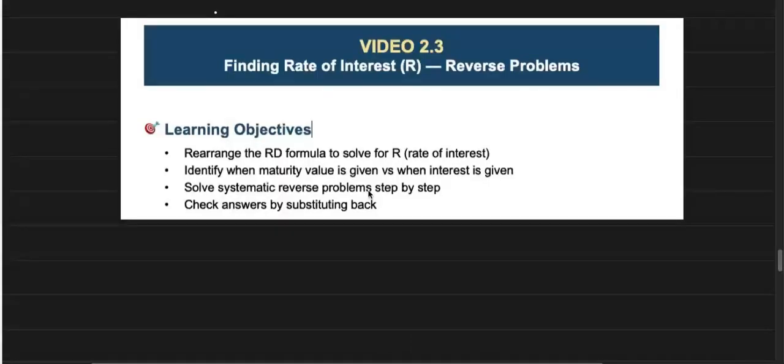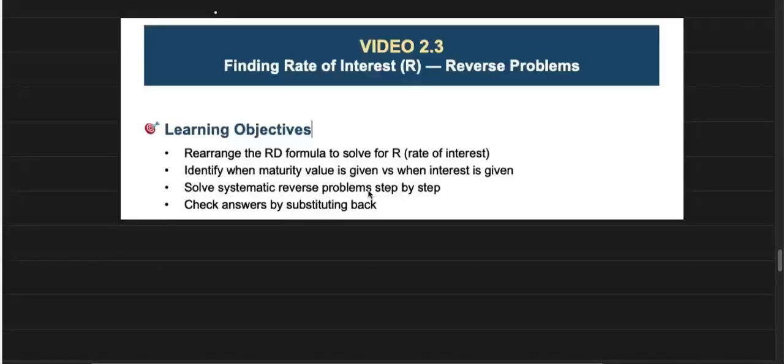In this video, we will try to cover finding the rate of interest using the same formula of interest and maturity value that we derived in the first and second videos. Now we will use the same formula to find the rate of interest. These are called reverse problems, where we are finding other variables of the formula.